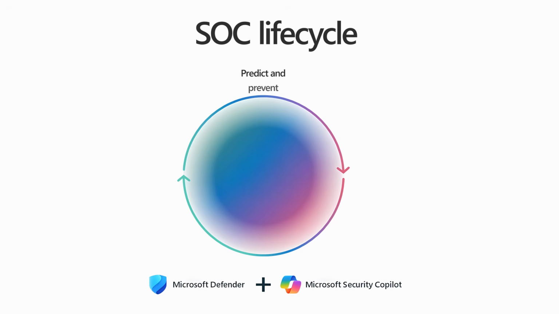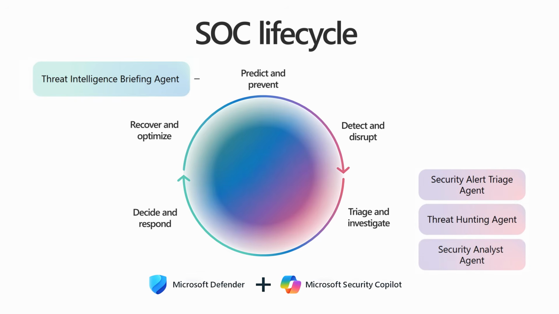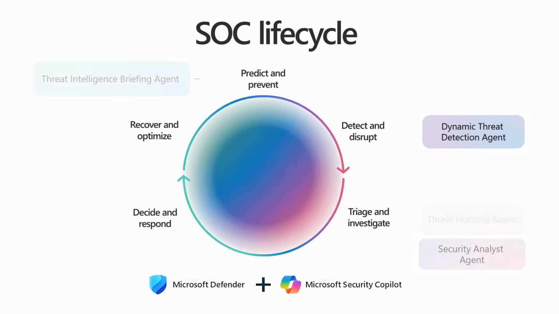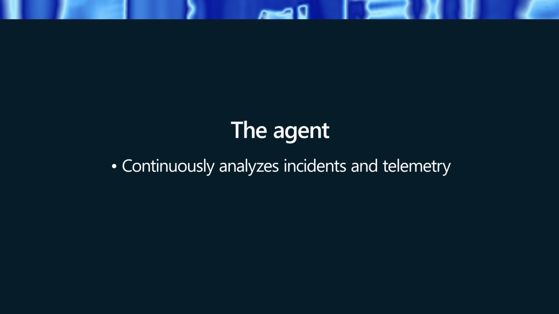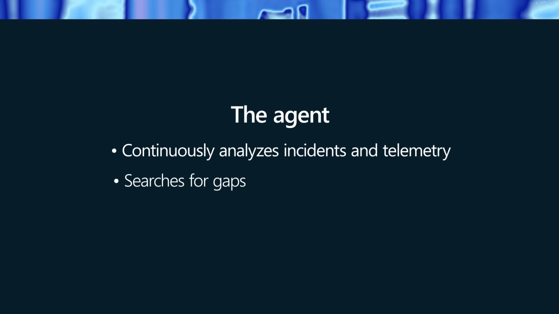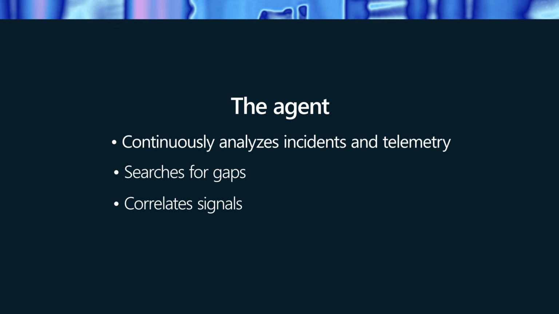Security Copilot agents are concentrated in one of the 5 Microsoft SOC lifecycle pillars, each agent representing advancement in how analysts anticipate, detect, triage, and investigate threats. The Dynamic Threat Detection Agent is aligned with the Detect and Disrupt pillar. The agent addresses past challenges with traditional detection methods by continuously analyzing incidents and telemetry, searching for gaps in coverage, and correlating signals across the entire security stack.